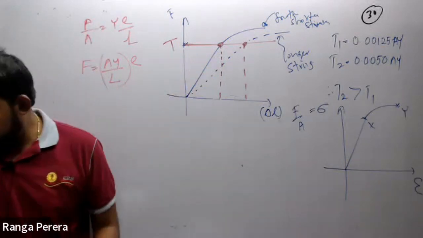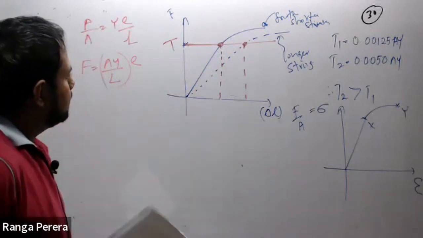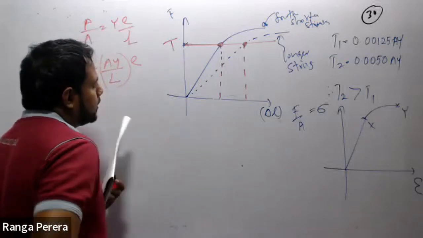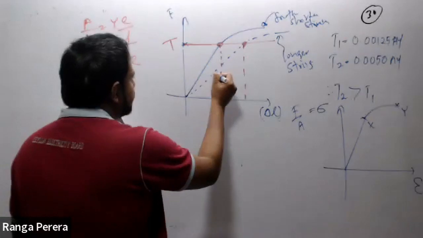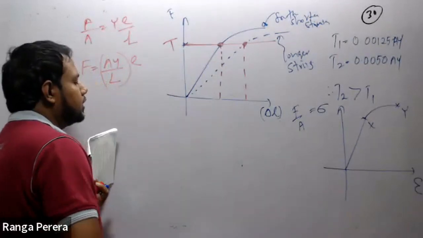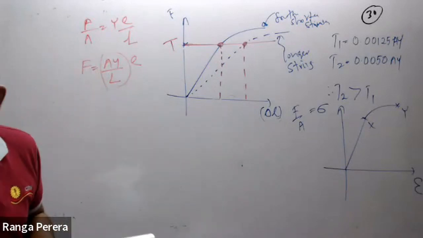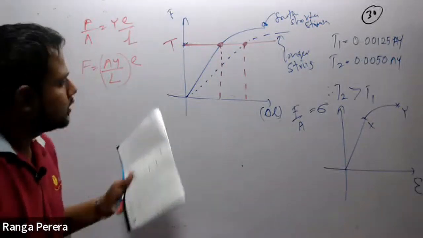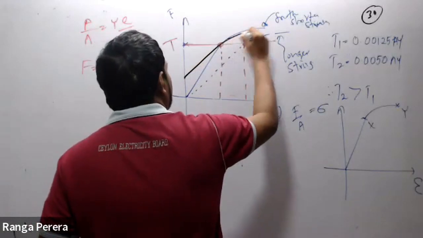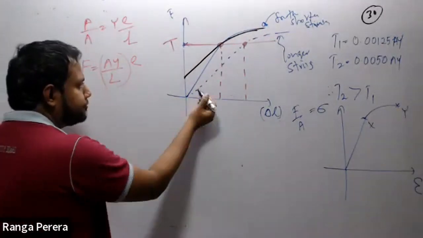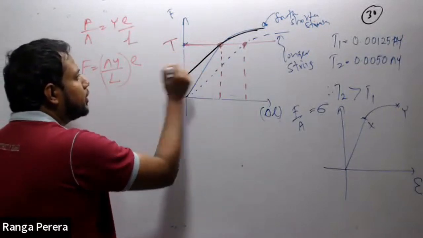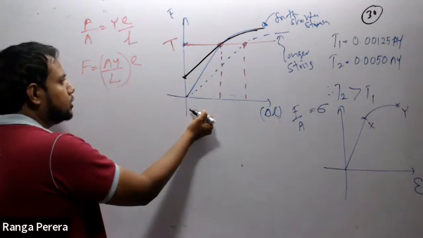What should we do? We can shift this longer string. Look here, I am doing this. To shift it, I should provide initial tension on the longer string. Then only I can do that.